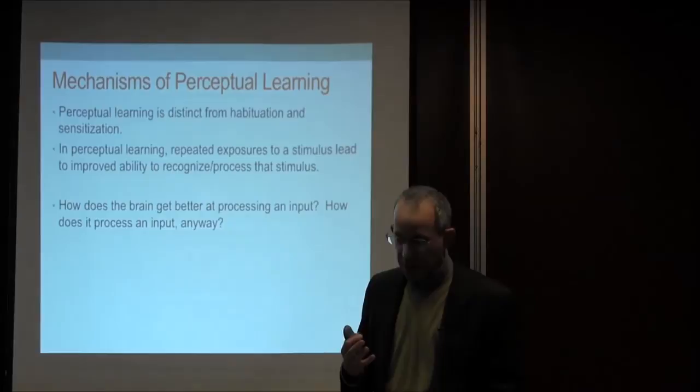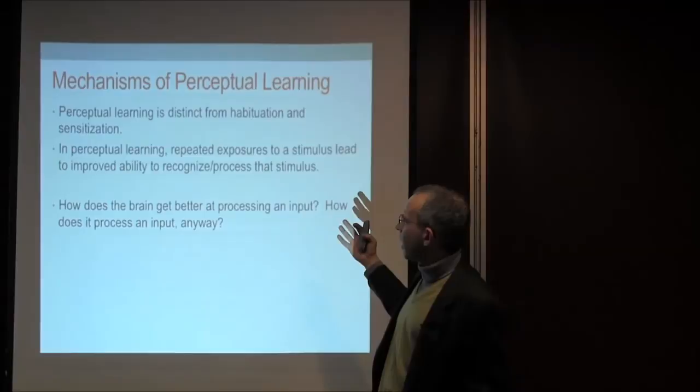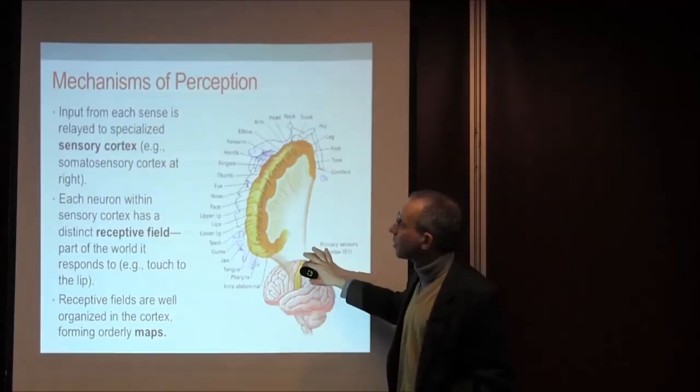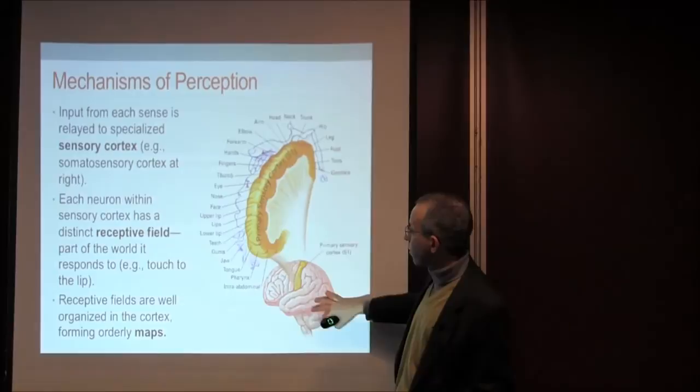Perceptual learning, we call it distinct from habituation. It involves repeated exposures to a stimulus and leads to an improved ability to recognize or process that stimulus. And how does this happen in the brain? We know that one of the ways in which this happens is in the sensory cortices: input from each sense is relayed to a specialized sensory cortex, such as the somatosensory cortex shown here.